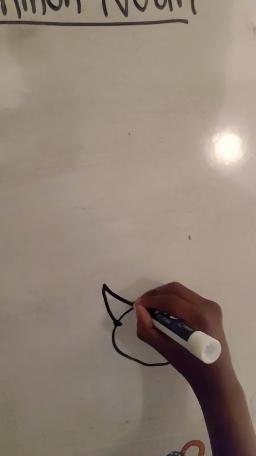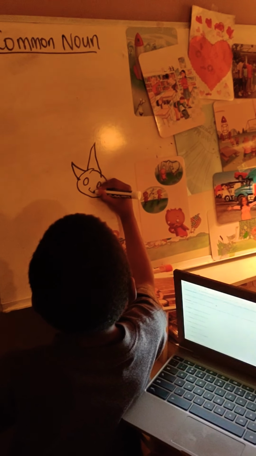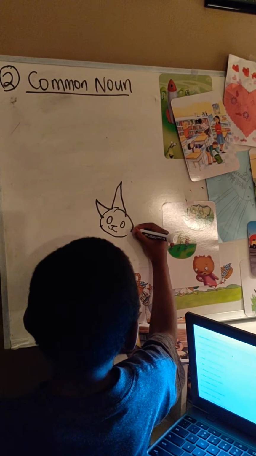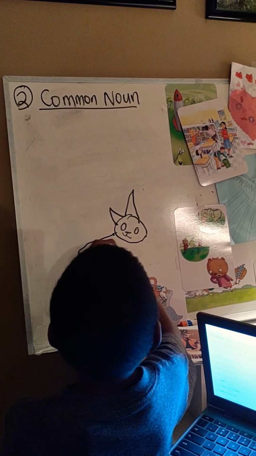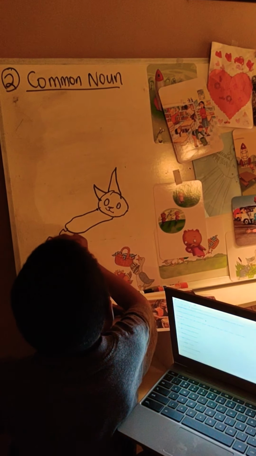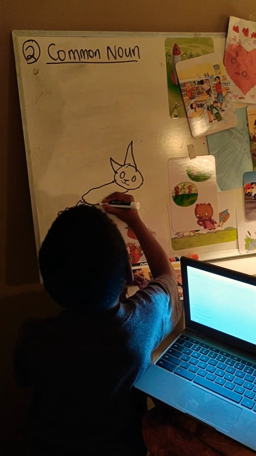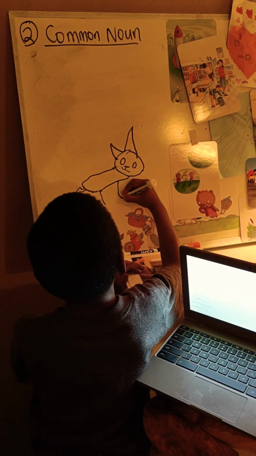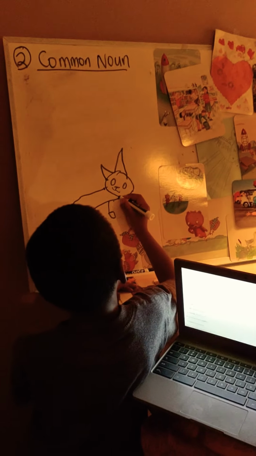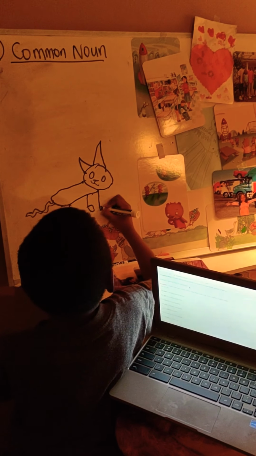Okay, so what are you drawing? Tell us what you're drawing so we know. A cat? Oh, yeah, those are common. Cats are common. That's really good. So what kind of cat is that? A Russian Blue cat. Okay. That's so cute. That looks amazing. Jerry's cat.